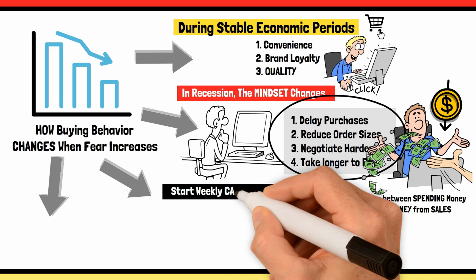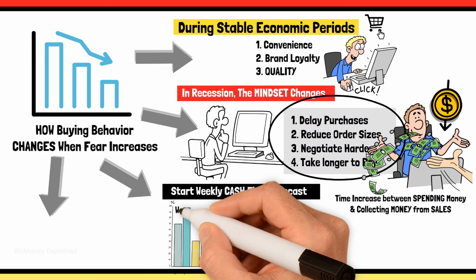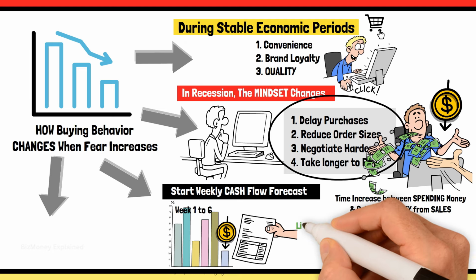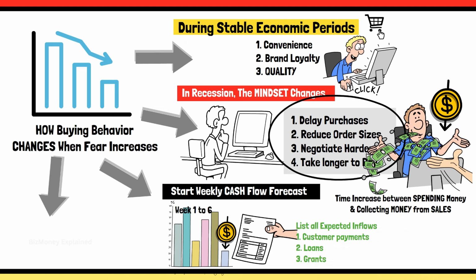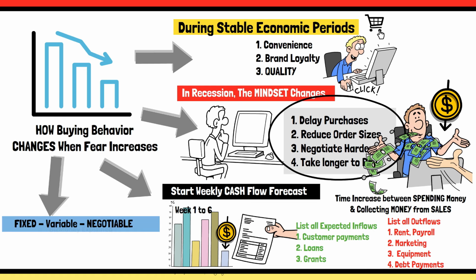To handle this, start with a weekly cash flow forecast instead of a monthly or quarterly one. A weekly forecast gives you much better visibility during unstable times because cash movement becomes unpredictable. List all expected inflows such as customer payments, loans, and grants. And list all outflows like rent, payroll, marketing, equipment, or debt payments. Then map out which ones are fixed, variable, or negotiable.